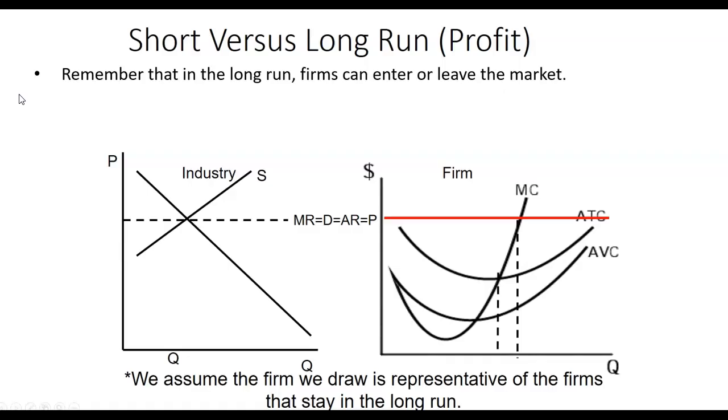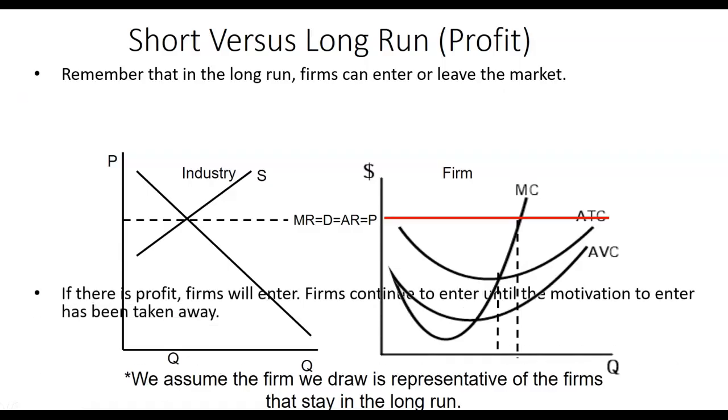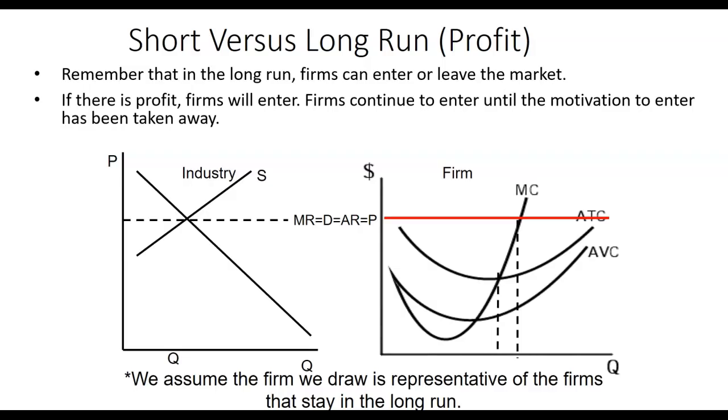So in the long run, firms can enter and leave the market. In perfect competition, they can do that pretty easily, actually. So if there's a profit, firms will enter in. Firms will continue to enter until the motivation to enter has been taken away. So firms are going to enter into this market. So the industry supply curve is going to shift to the right as more firms enter.